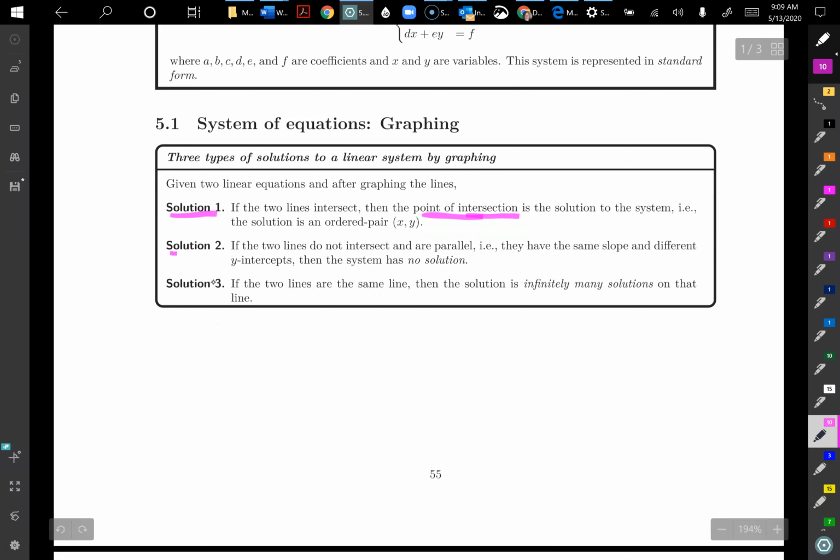Now, if the two lines do not intersect, that means they're parallel. They're going to have the same slope and different y-intercepts. So that means they'll never cross, so there's going to be no solution for that.